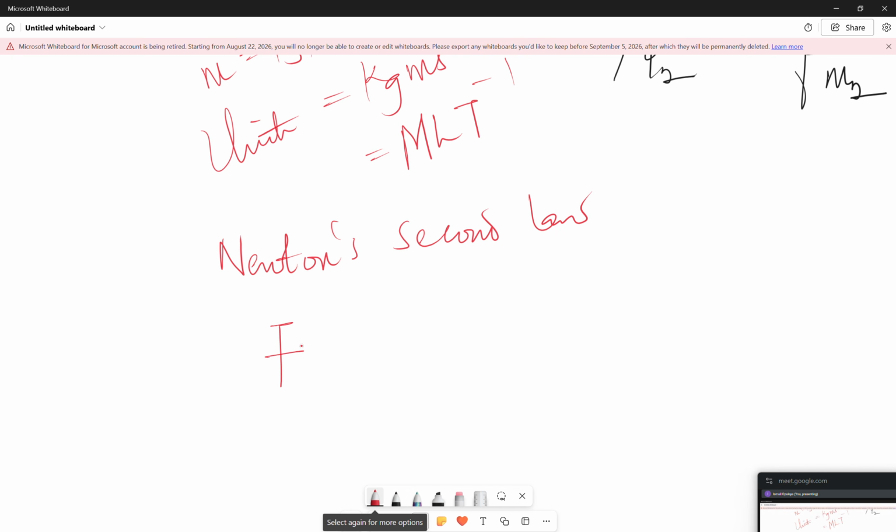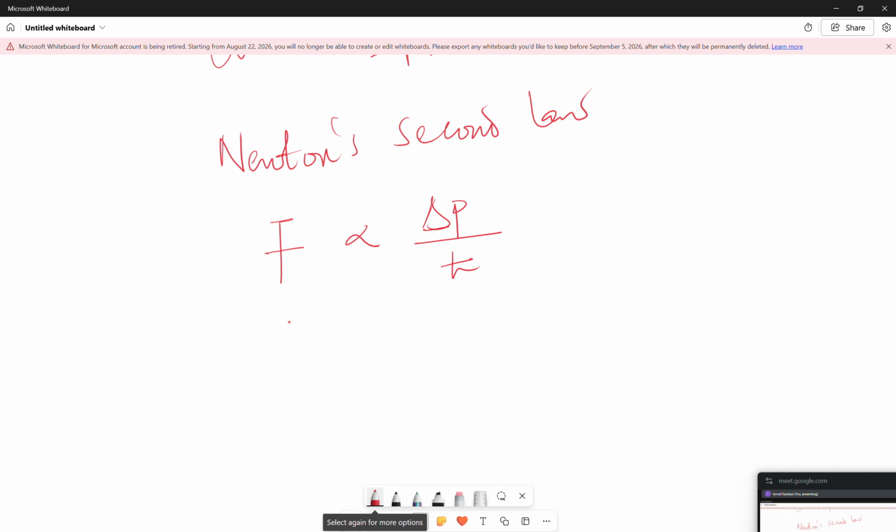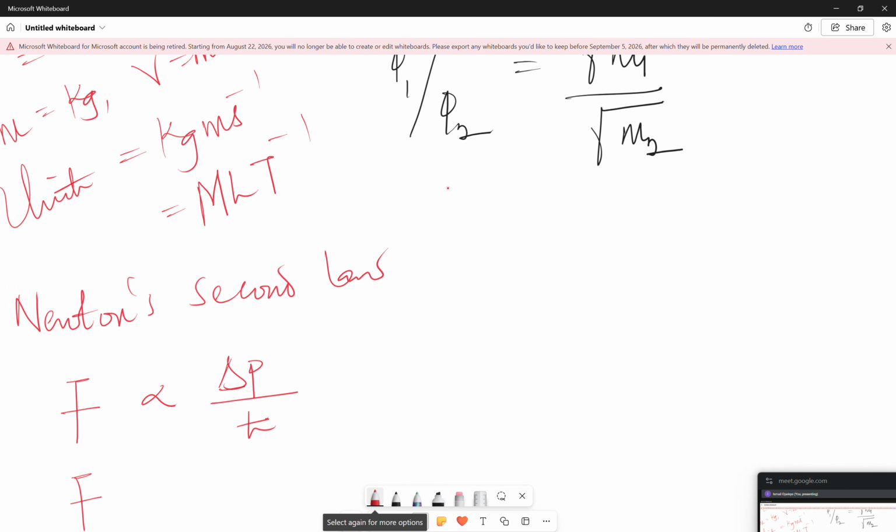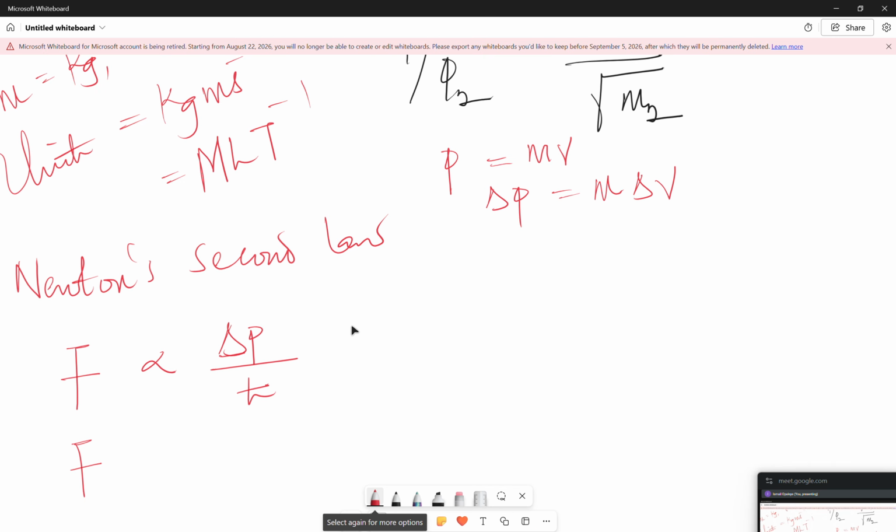So the force causing the motion is directly proportional to the rate of change. When we say change, that's delta. That delta represents change. When you say rate in physics, it means something divided by time. Before moving forward, please note that if momentum is equal to mass times velocity, change in momentum is equal to mass times change in velocity. So it's the velocity that changes as the momentum changes. The mass remains constant.